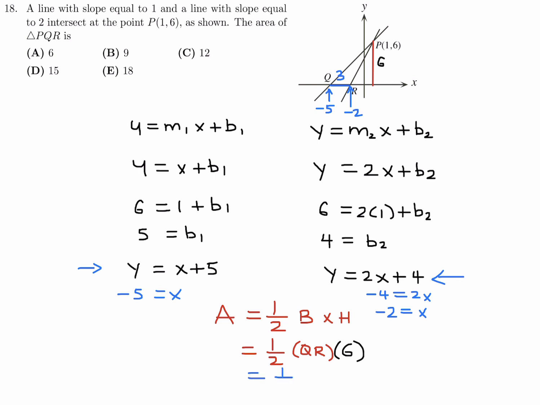So there you go. You have 1/2 times 3 times 6, and that looks like 9. So the area of PQR is 9, therefore number 18. The answer is B.